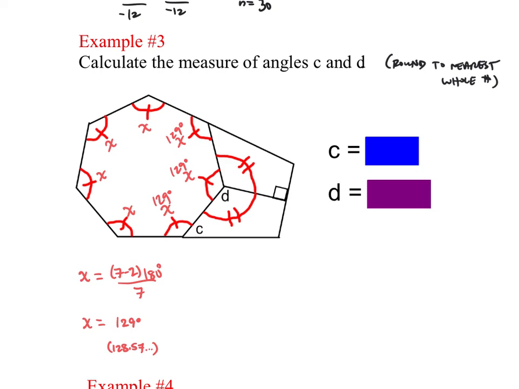So that's helpful, right? Because then what it tells me is that angle C and 129 are supplementary. Therefore, angle C should be 51 degrees. 51 degrees. Let's find angle D.